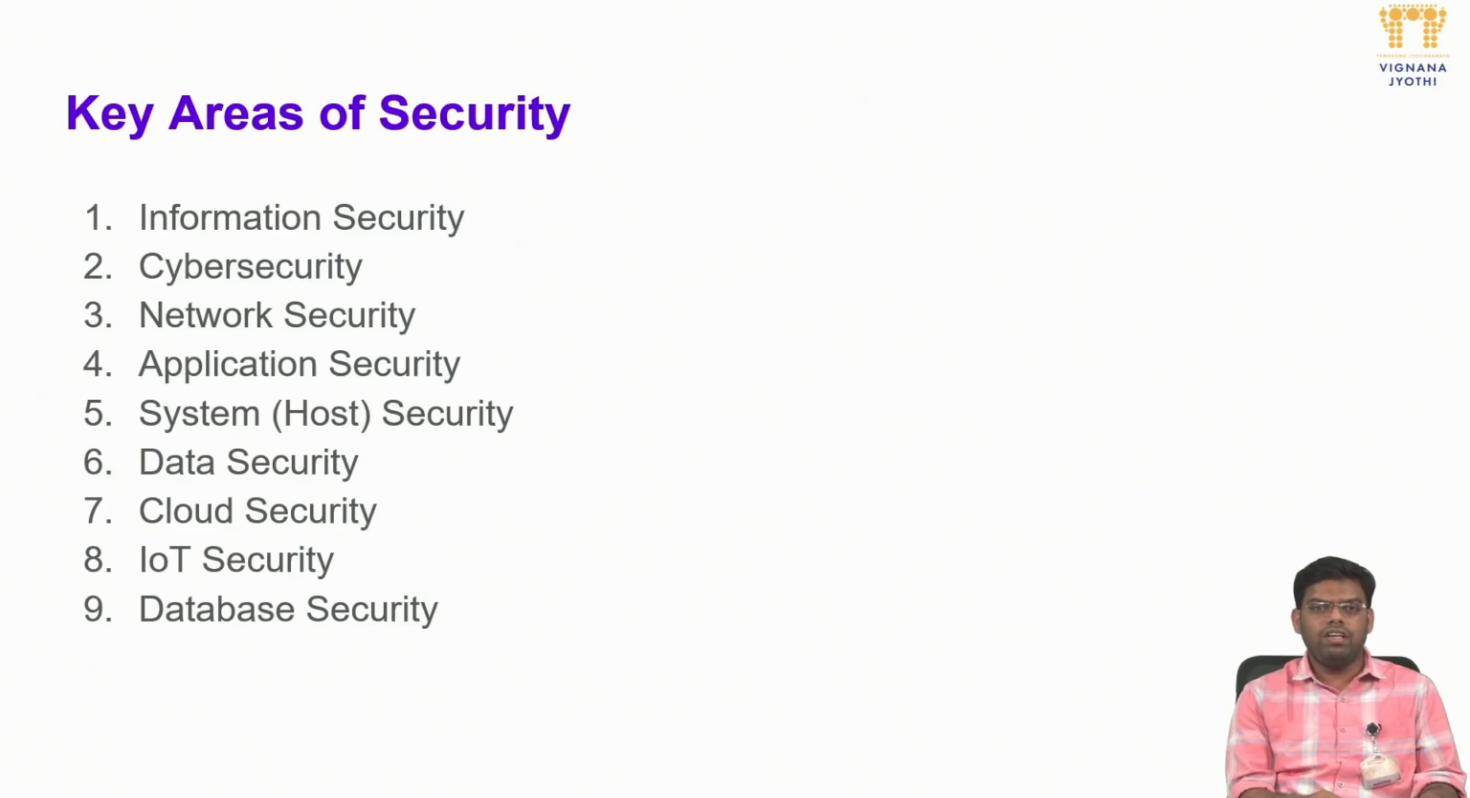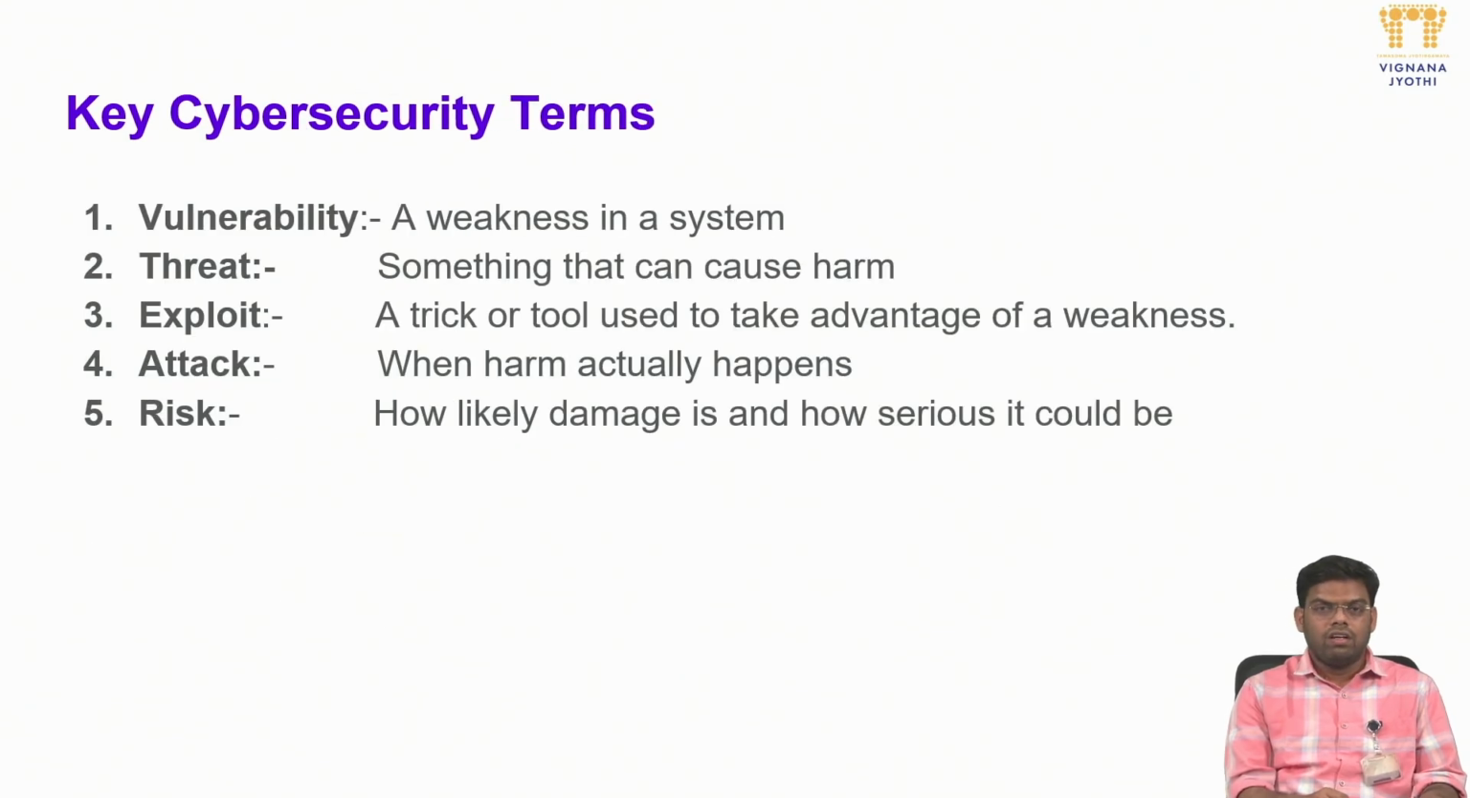Next, what are the key areas of security? So we have information security as a key area, cyber security, network security, application security, system security, data security, cloud security, IoT security, and database security. So these can be termed majorly the key areas of security. Next, key cyber security terms.